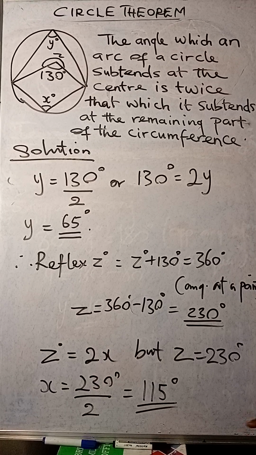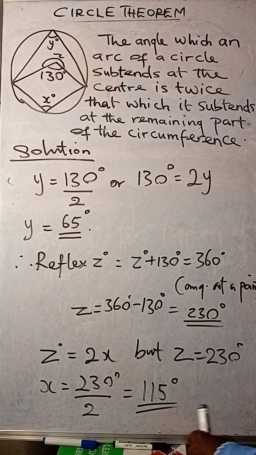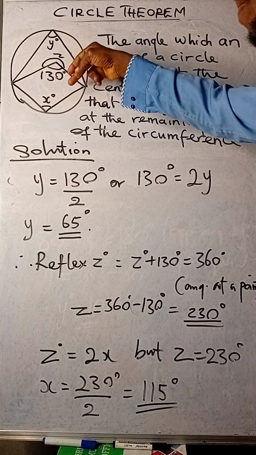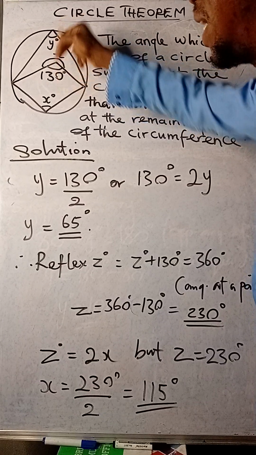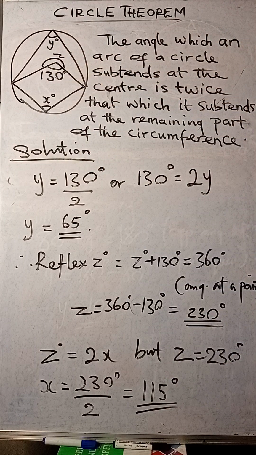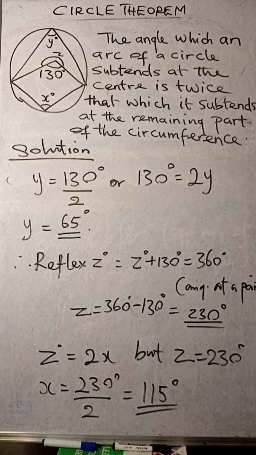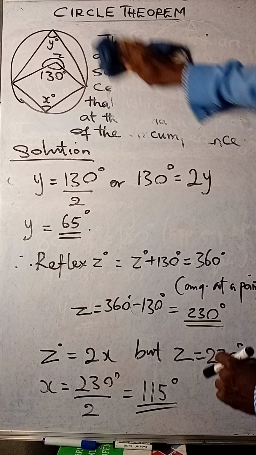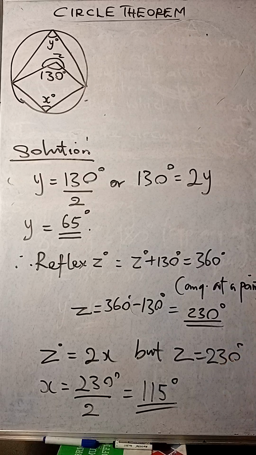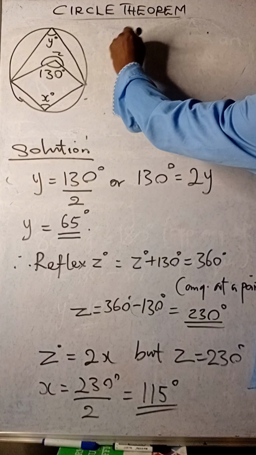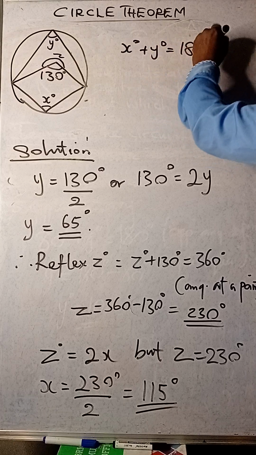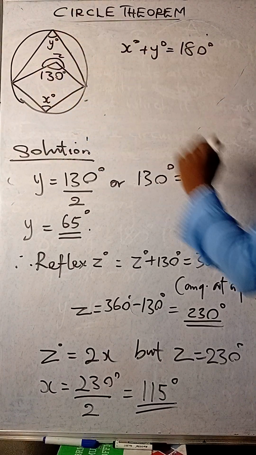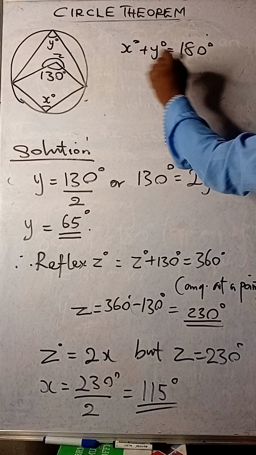Now, if you want to check if this really corresponds with the first theorem, that two opposite angles of a cyclic quadrilateral add up to 180, you can find out by comparing, that is, check if this really works with the theorem. And what is the theorem? x plus y equals 180. That is, two opposite angles of a cyclic quadrilateral are supplementary.